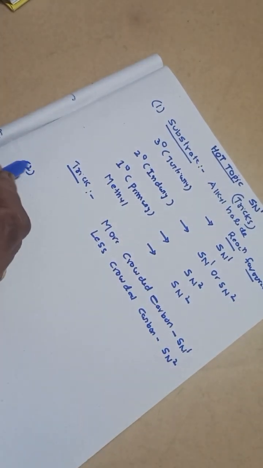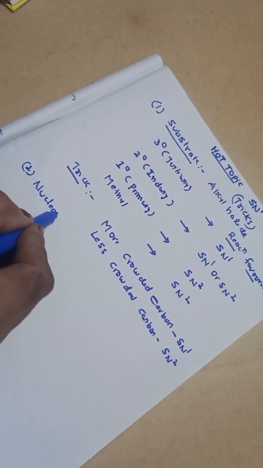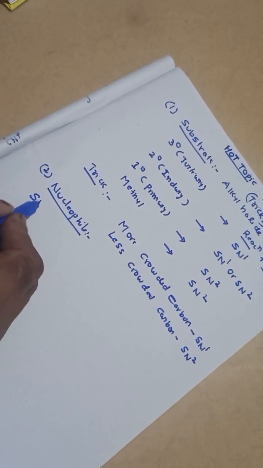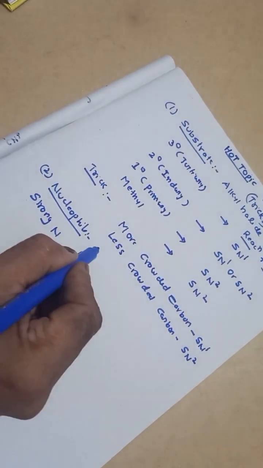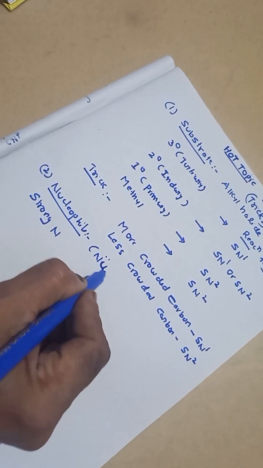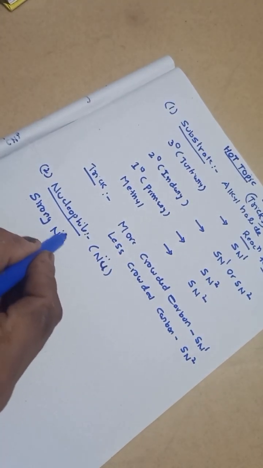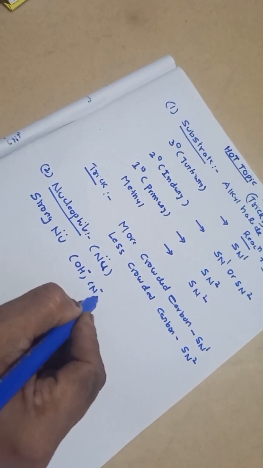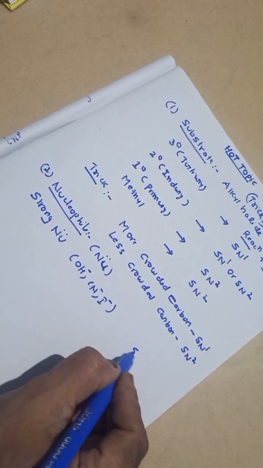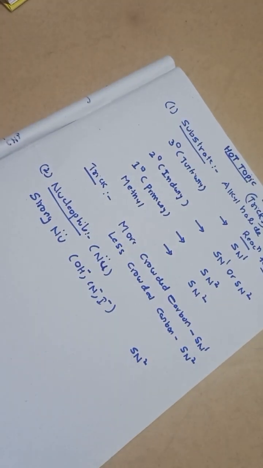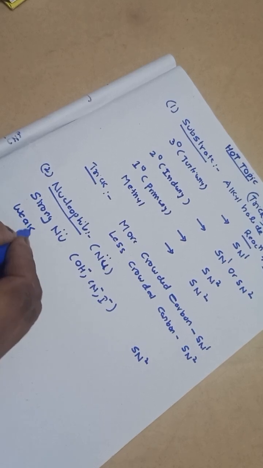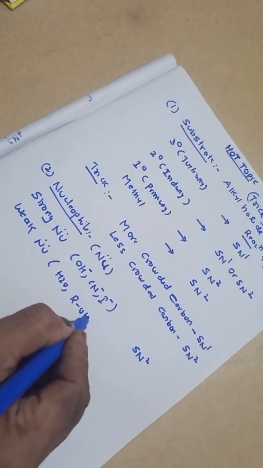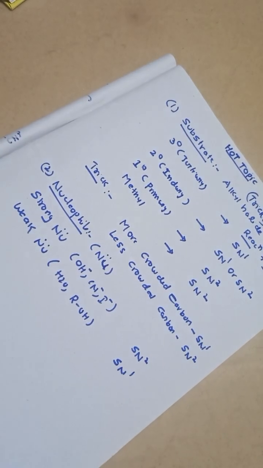Now coming to nucleophile. Strong nucleophile, generally represented like this, you may all know. If it is a strong nucleophile like OH minus hydroxyl, cyanide minus, I minus, then it favors SN2 mechanism. Weak nucleophiles like water, alcohol, then it favors SN1 mechanism.